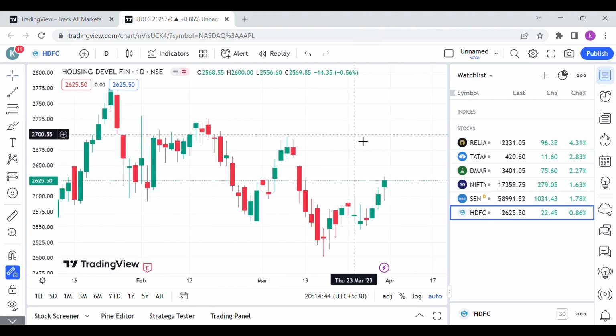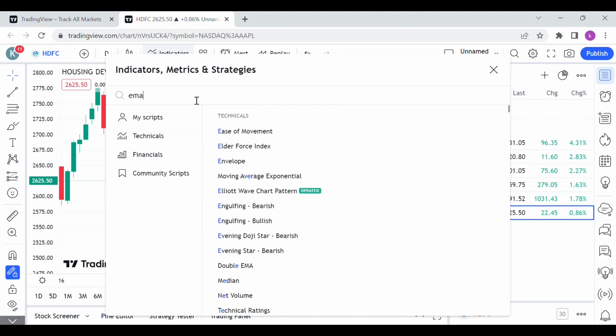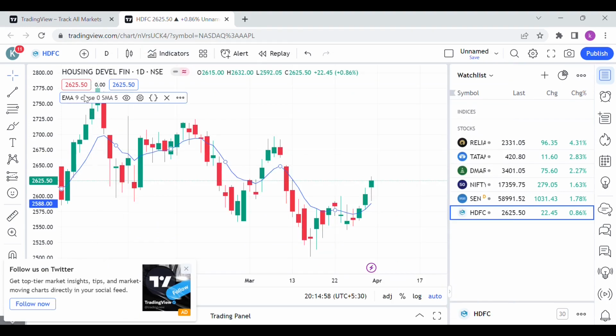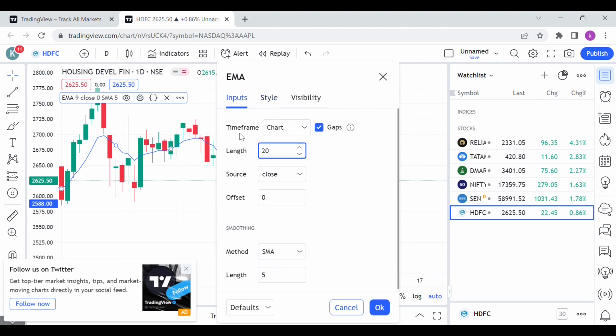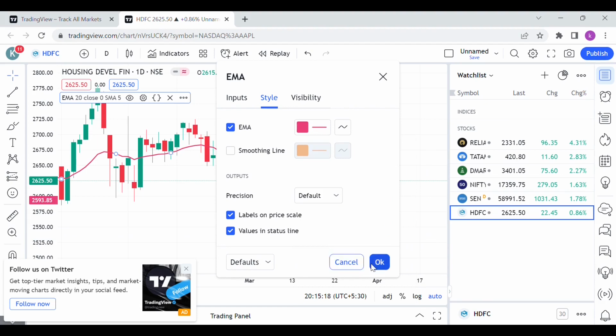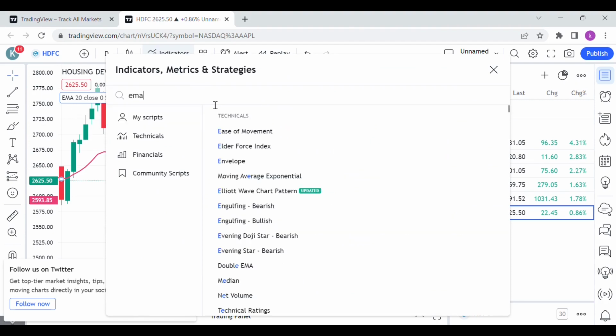First of all, you need to see which direction the stock is moving in. In order to spot it easily, first click the indicators and put EMA, which is exponential moving average. Just click on this. Then on your chart you can see there is a 9 day moving average. Click on this icon and increase it to 20 days. Length would be 20, and then click on style. I would like this red color, a pink color, to spot it on my chart. Then this is the 20 day moving average, and I want one more moving average.